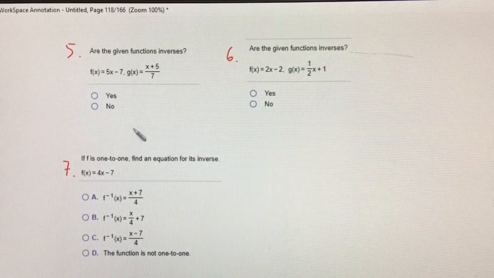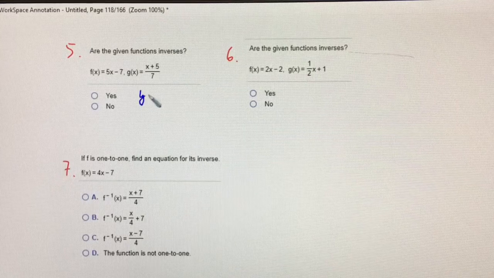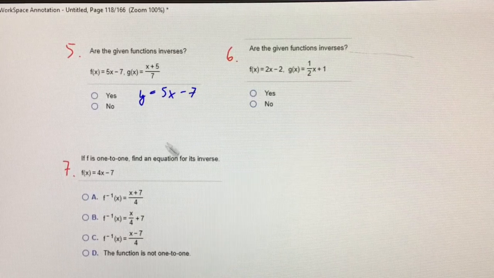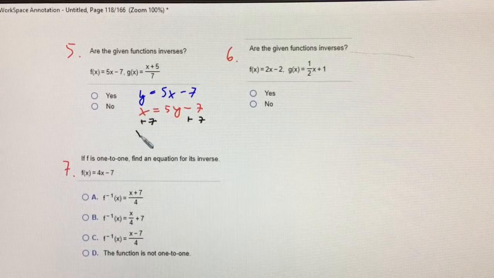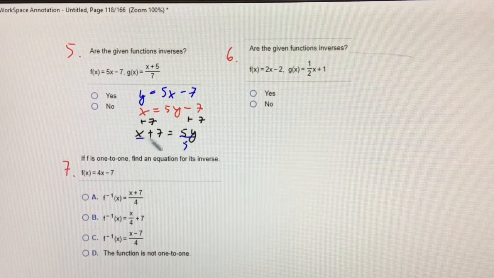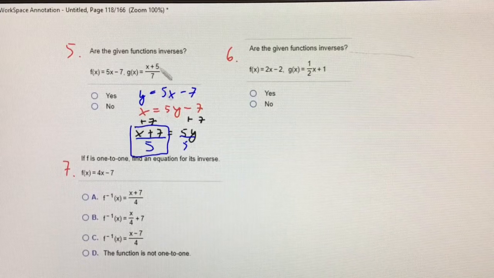I want to know if the functions are inverses or not, so I'm going to take this first equation, y equals 5x minus 7, and I'm going to perform the inverse on it. So I'm going to flip-flop the x and y, so that's going to give me x equals 5y minus 7, and then I'm just going to go through the process and solve it for y. So I'm going to add 7 to both sides. That's going to give me x plus 7 equals 5y, and then I divide both sides by 5, and notice that gives me x plus 7 over 5, not x plus 5 over 7. So no, those are not inverses of one another.